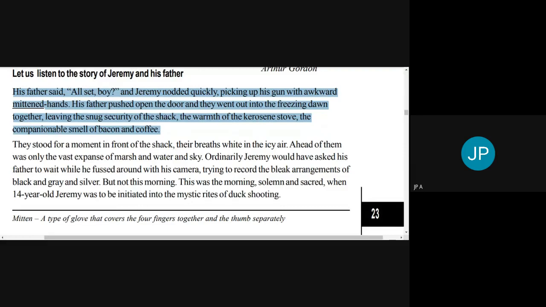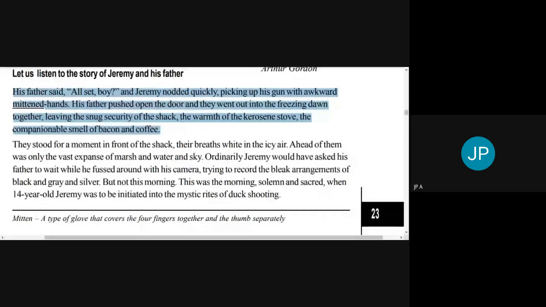Different spelling, different pronunciation, different meaning. I mean the same pronunciation, different spelling and different meaning. Okay, so he was going to be initiated into the mystic rites of duck shooting. So what are they going to shoot? They are going to shoot ducks.